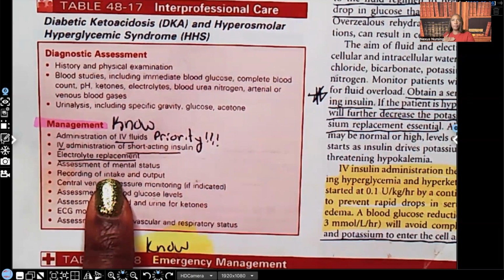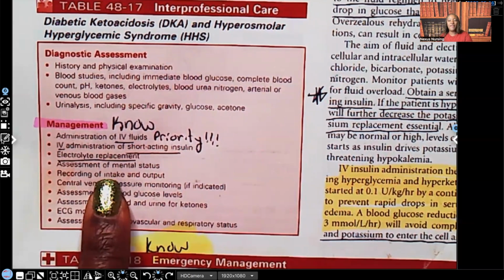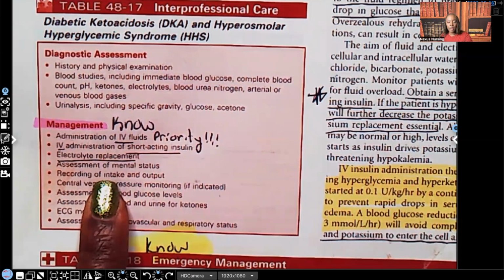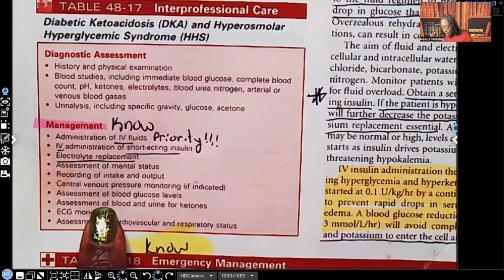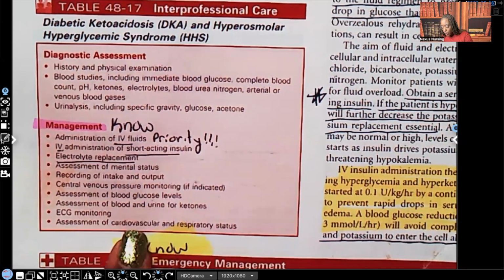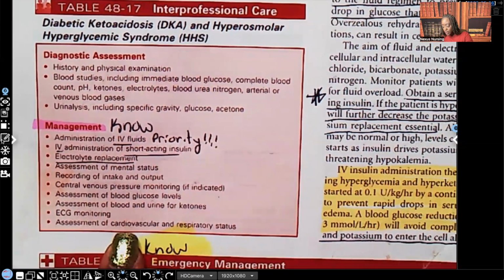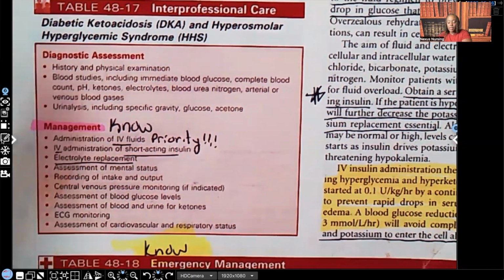Excuse me. Because one of the fastest ways we know that patient's getting better is we see the urine output start to increase. We know that the kidneys are starting to do better, because let me tell you something, those kidneys will shut down and they will not reopen until the patient's fluid volume starts to be increased, okay? You're going to monitor the blood glucose levels, do ECG monitoring, assess the cardiovascular and respiratory status.